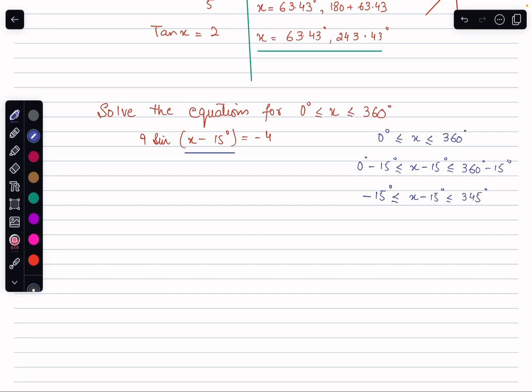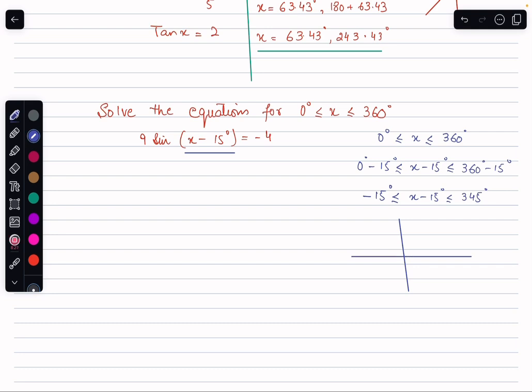So this means that my domain here should be from negative 15 degrees up till 345 degrees here. So, negative 15 degrees, that means we first should be having this angle.